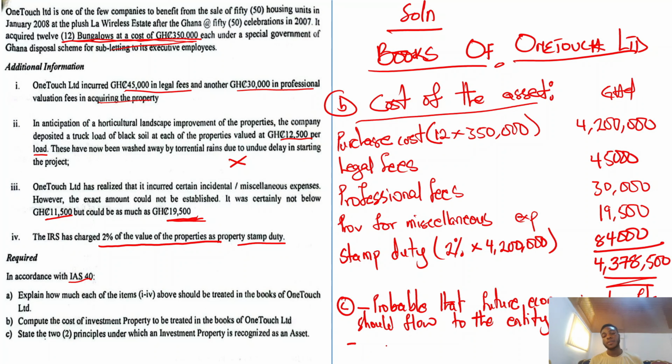And then B, the cost of the asset should be reliably measured. Can you give value to your assets? That's what it means. Are you getting the picture? So if you can reliably measure the asset, and there is a high probability that future economic benefits will flow to you, the entity, for owning that asset, then we can go ahead and show this investment property as an asset in our statement of financial position.